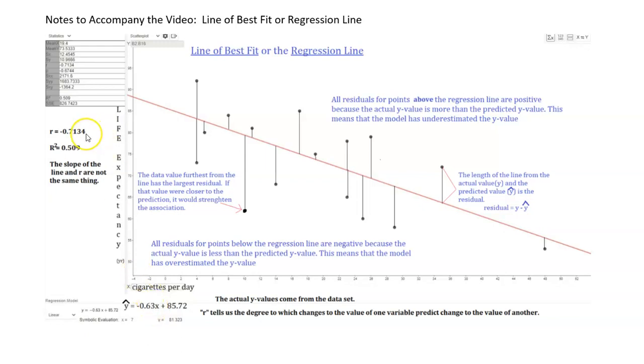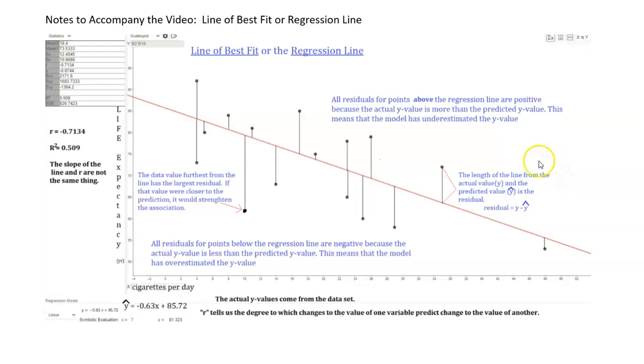But notice what the R is. The correlation coefficient is negative 0.7134. That's different. So I just want you to remember that the correlation coefficient is not the same as the slope. They're not just one and the same. I wanted you to see that, because the stronger the correlation, the closer the correlation coefficient comes to 1 or negative 1. And so when we have it at 0.71, it's pretty strong, but it would be perfectly strong if we could get it all the way to negative 1.